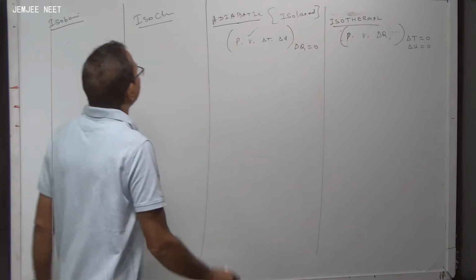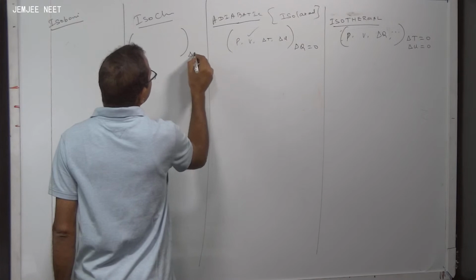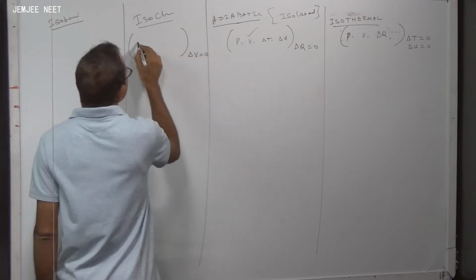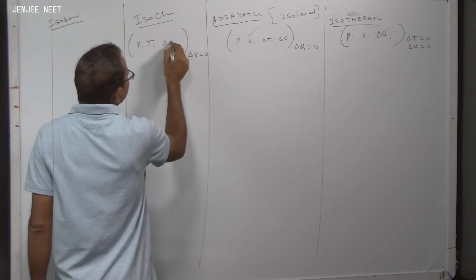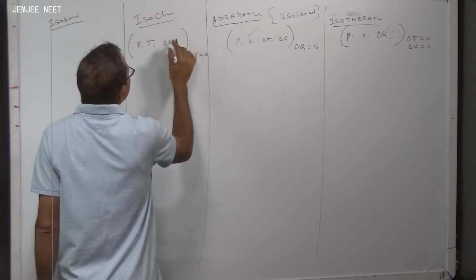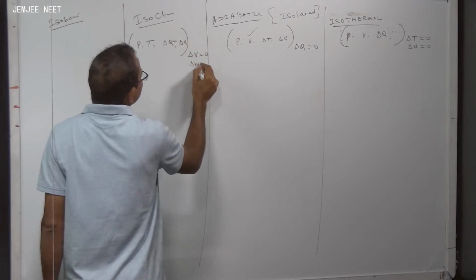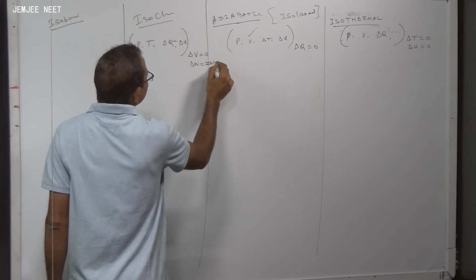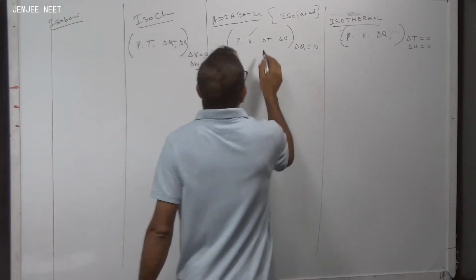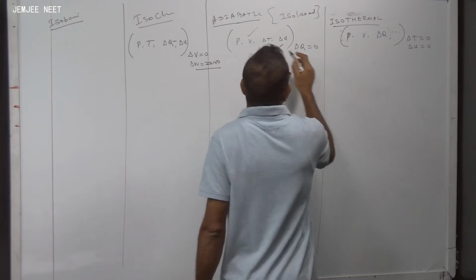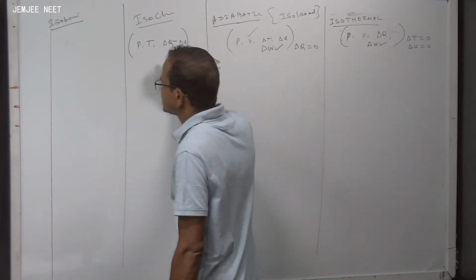Come to isochoric. Delta V is 0, rest everything is okay. Pressure can change, temperature can change, you can supply heat, even internal energy can change, but work done is 0. Why is work done 0? No expansion. Work done can be there in the previous two cases, but in this case work done is 0.